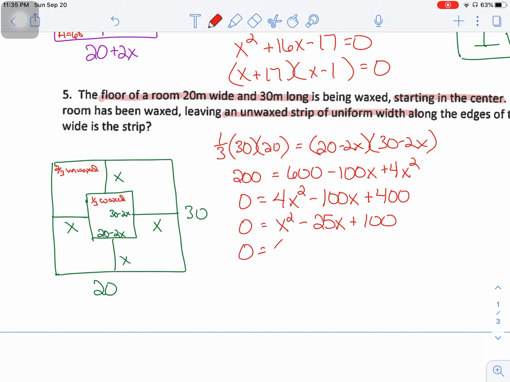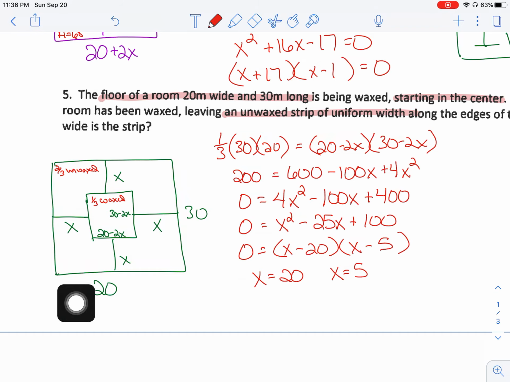Quick factoring here. Minus 20 and minus 5. That multiplies correctly, that adds correctly. This is working out all right. So we're going to get x equals 20 and x equals 5. Positive values. Awesome. But one of them does not make sense. If your room is only 20 meters wide, it is not possible to have a strip on either side that is 20 meters that's not waxed. That does not work.